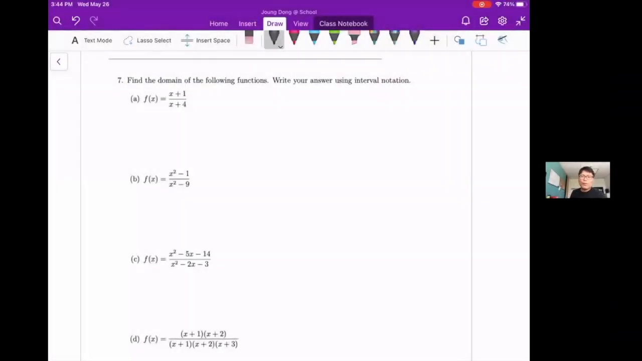Let's talk about the domain of the rational function. A rational function means you will have a polynomial in the numerator and the denominator, okay? Let's talk about the common mistake with the domain of a rational function. The x values which make the denominator equal zero will be out of the domain, so we have to exclude those x values from the domain, okay?